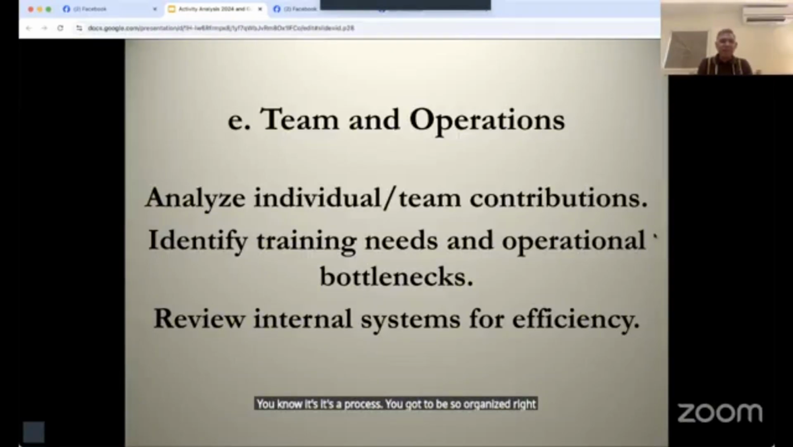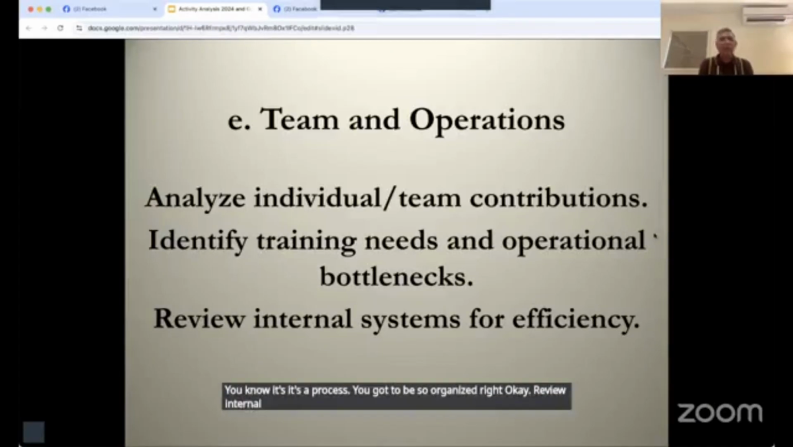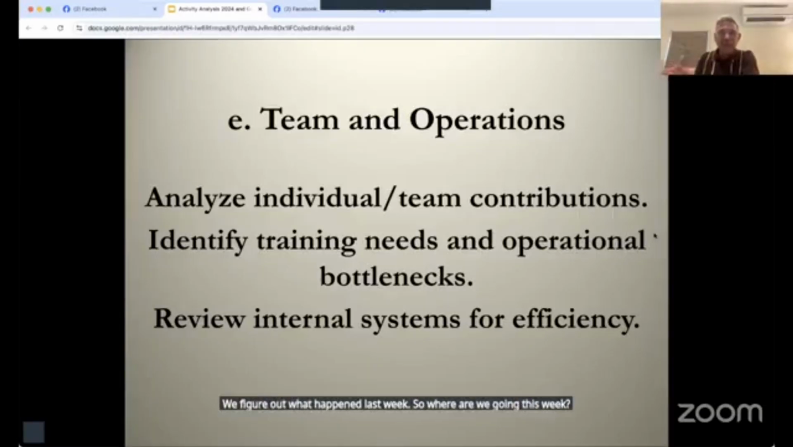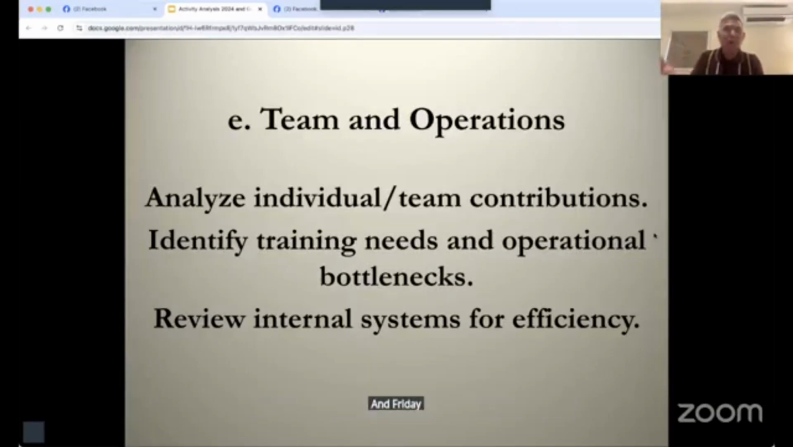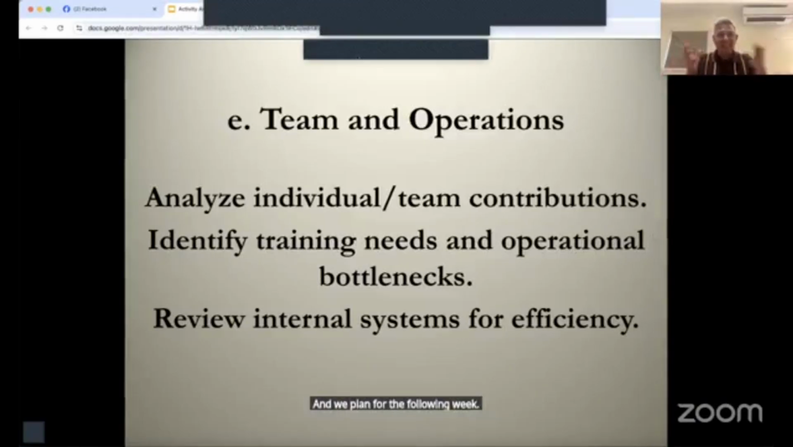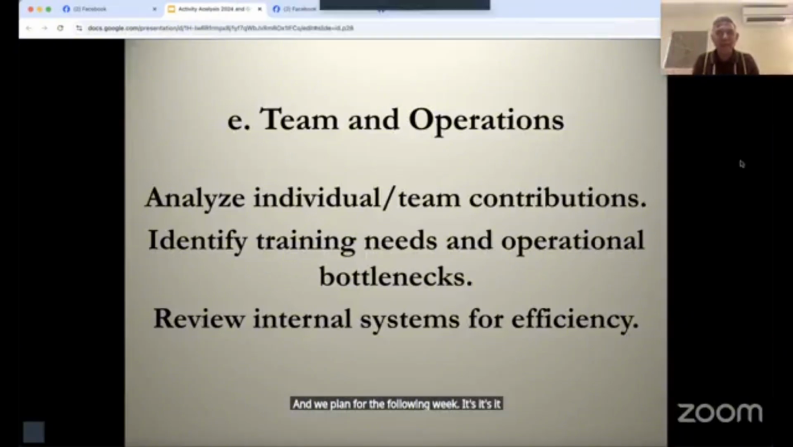Okay. Review internal systems for efficiency. So I just want to see, okay, where are we? We had our goals. We meet every Monday. We figure out what happened last week. So where are we going this week? And Fridays again, we review what we've done for the past week, and we plan for the following week. It's got to be that way, or no way. Next slide, please.